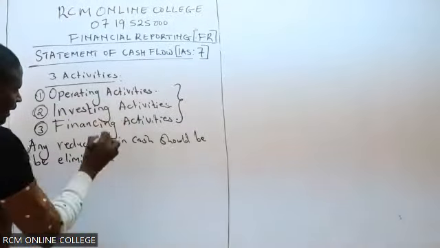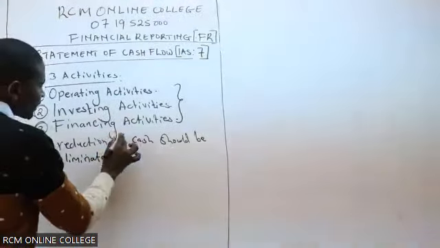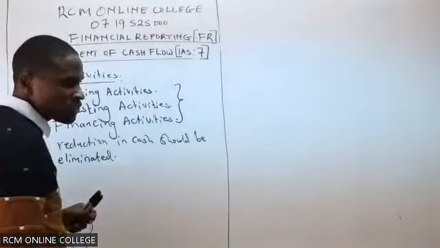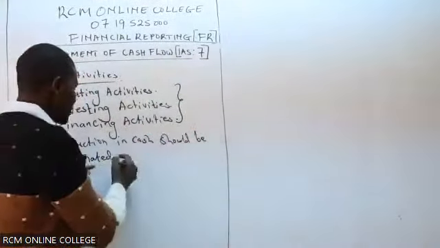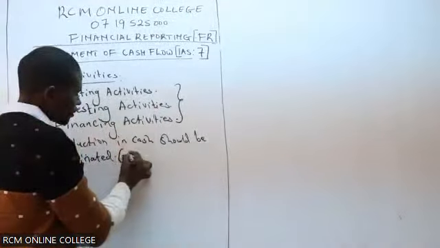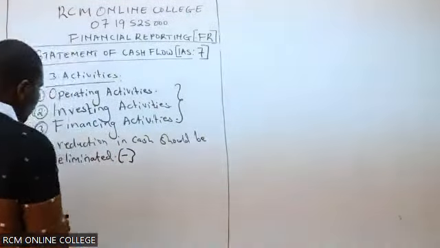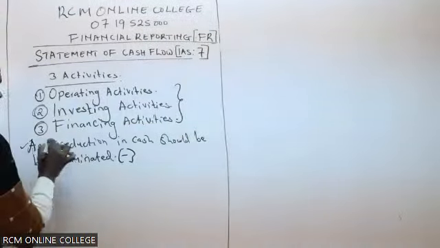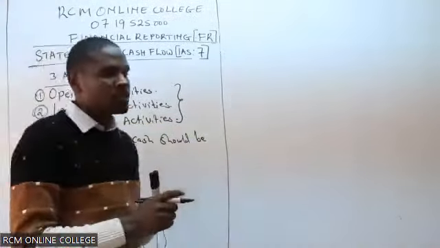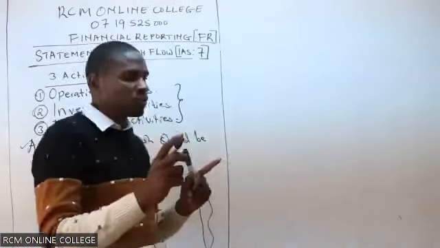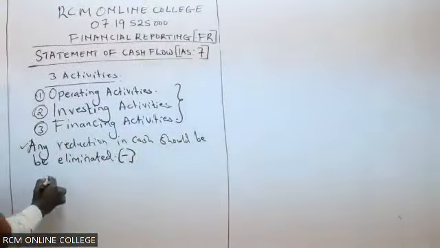So if any activity that we do reduces our cash, we subtract it. And vice versa is true. So we have two methods in preparation of this. In preparation of cash flow, we have two methods.